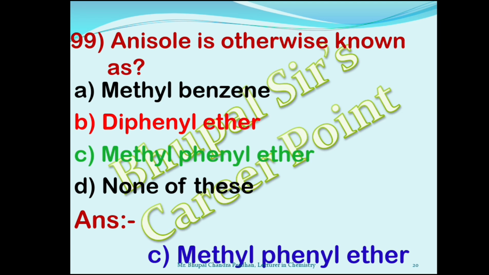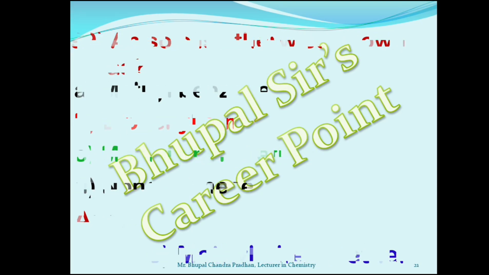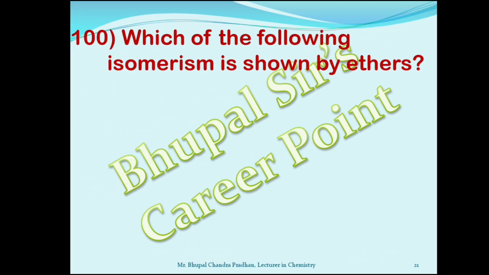That is, methyl phenyl ether is otherwise known as anisole. Thanks for the students who have given option C as their answer in the live chat. Now, let us come for the not only next but also the last question of this session. That is question number 100. Which of the following isomerism is shown by ethers?